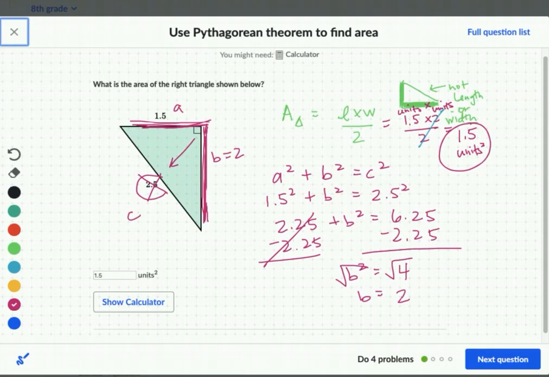So area, that's the one thing I have to caution you about, is that the length and the width are not always going to be the numbers that they give you. If it's a slanted one, that's neither the length or the width.